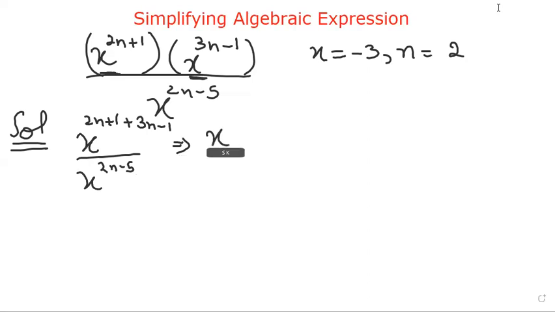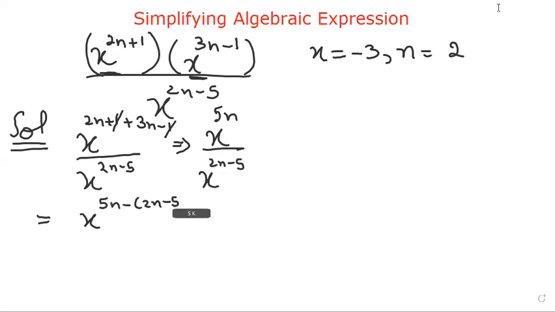So x to the power 2n plus 1 plus 3n minus 1: 2n plus 3n makes 5n, and the plus 1 cancels out with the minus 1, so I'm left with only x to the power 5n. It's dividing by x to the power 2n minus 5. These two have the same variable x, so I can divide them. When dividing exponents, their powers are subtracted. So in the next step I do the subtraction: x to the power 5n minus, in brackets, 2n minus 5.